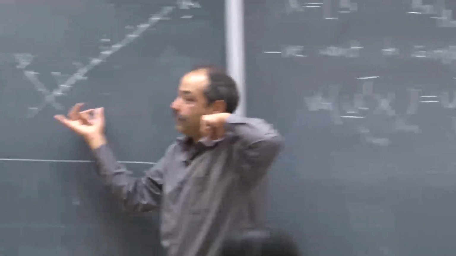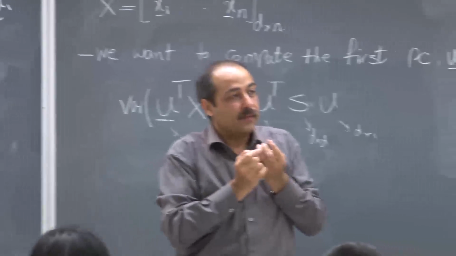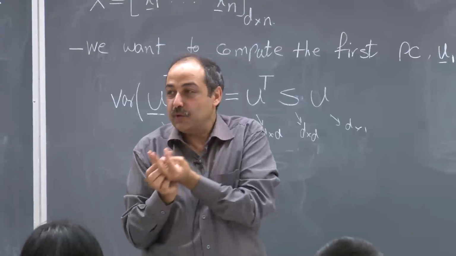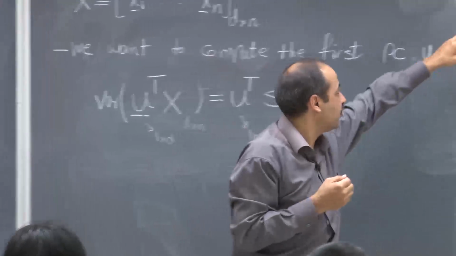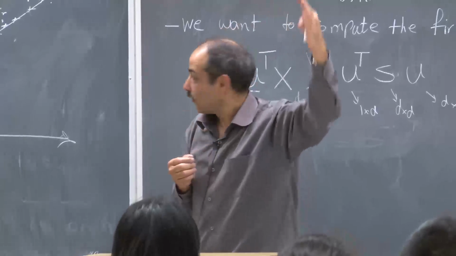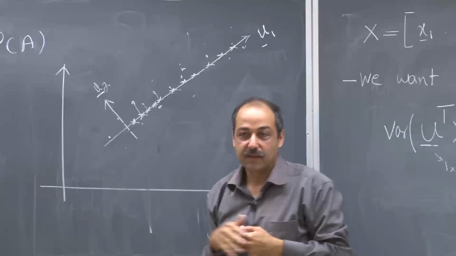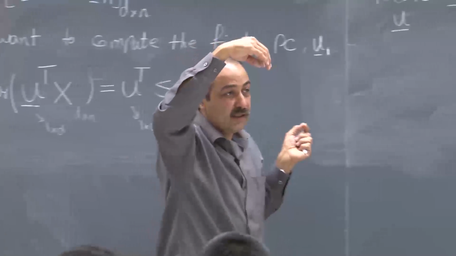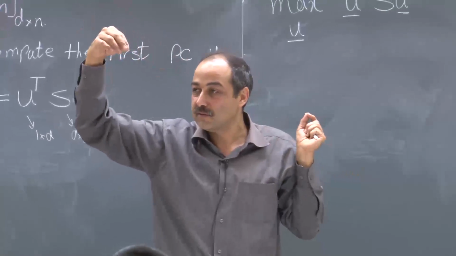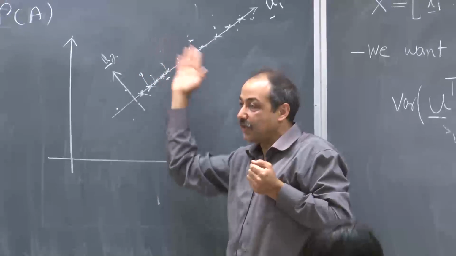There are basically two different things which can contribute to the value of this U transpose SU. One of them is the direction of U. If I change direction, U transpose SU will change. And the other one is the length of U. As I said, it's ill-defined because I can change the length of U. But really, I'm not interested in the length of U. What I'm interested in is just the direction.